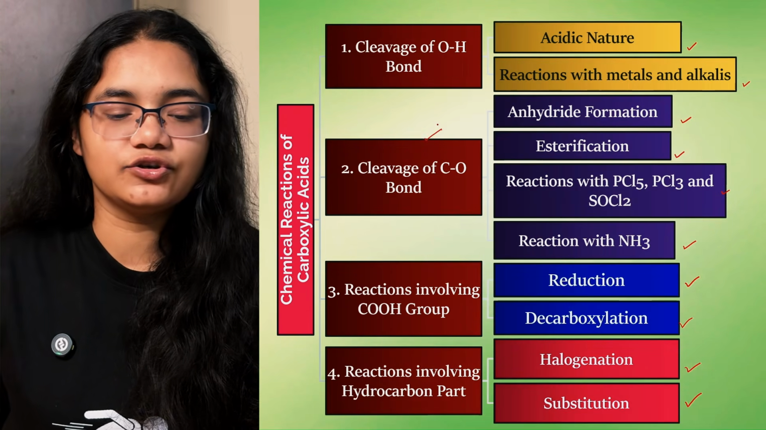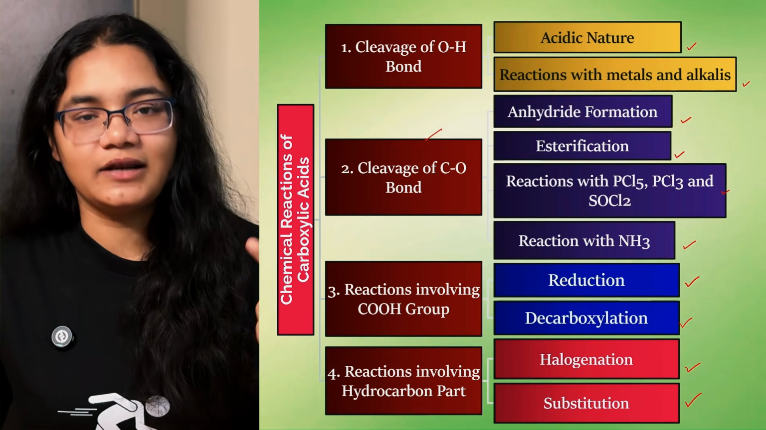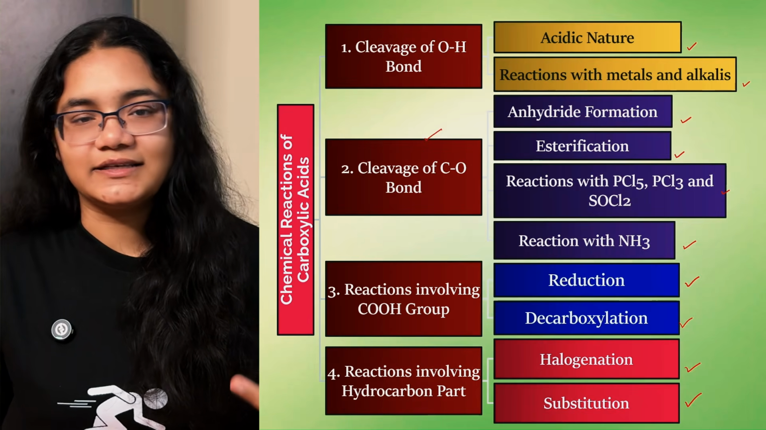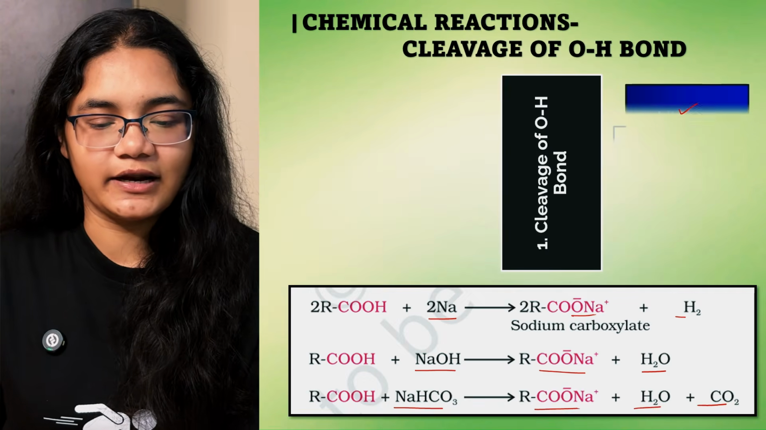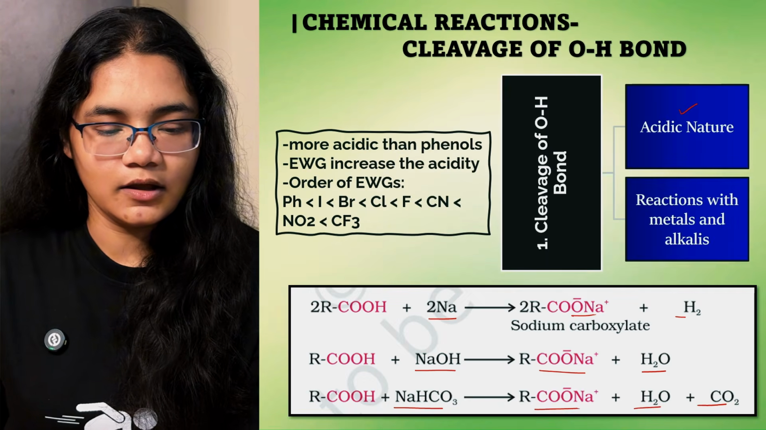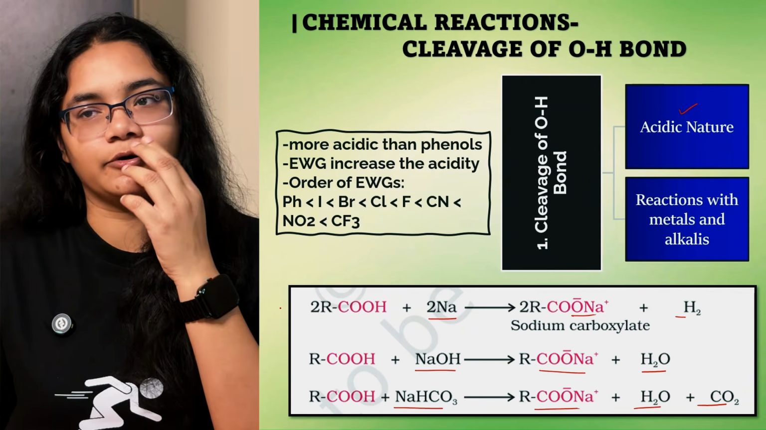Now for cleavage of CO bond, we have four reactions: anhydride formation, esterification reaction, reaction with PCl3, PCl5, SOCl2, and reaction with NH3. Okay, so let's see that. Here one more thing you have to understand, that we have already studied in the alcohols chapter also.